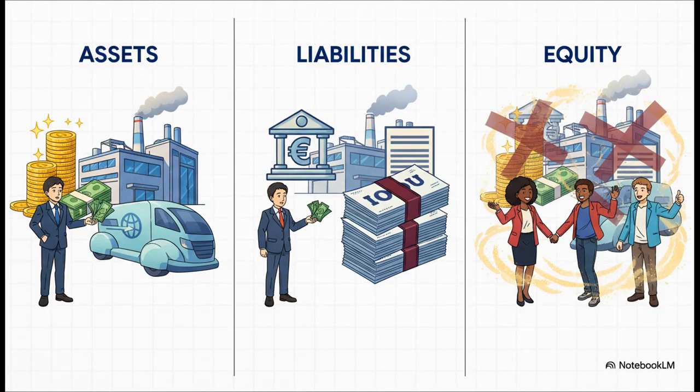So let's break that down, right? Assets. Those are the valuable resources the business controls, like cash sitting in the bank or the machinery on the factory floor. Then you have liabilities. These are its debts, what it owes to outsiders, like suppliers or the bank. And finally, equity. That's what's left over. It represents what the business owes to its owners. It's their claim on the assets.